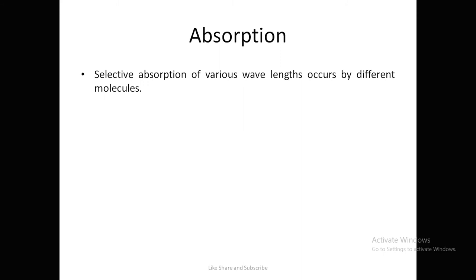Different molecules selectively absorb wavelengths. So they have selected some wavelengths. For example, oxygen will select ultraviolet radiation. That means it will absorb that ultraviolet radiation. In that way, some other molecules are also there, and they will absorb different wavelengths of radiation.